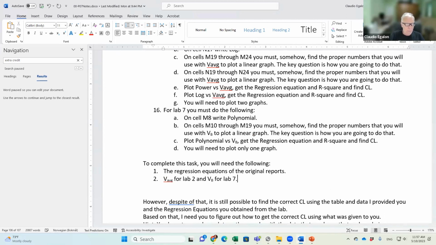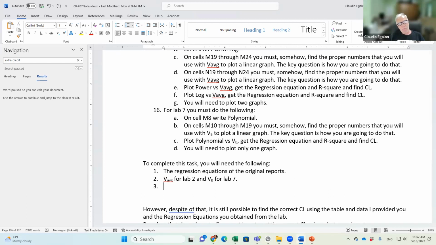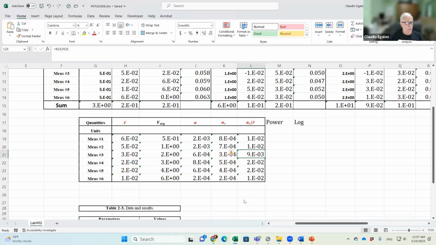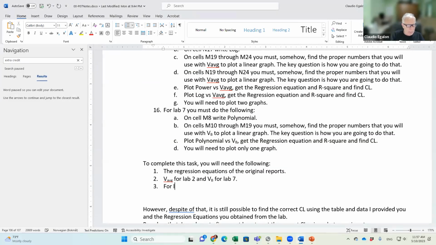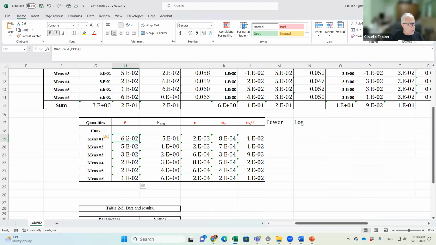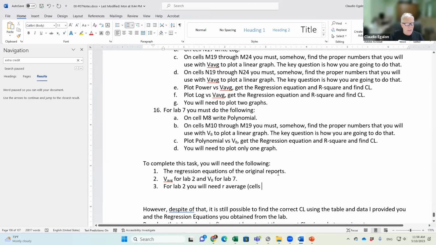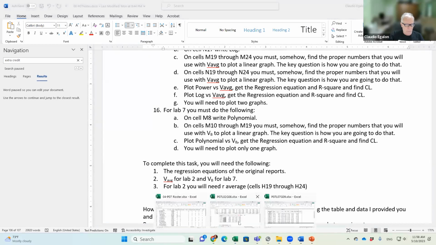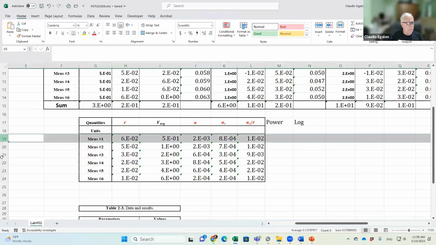Here you go. What else? For lab 2, you will need this column here, R average. You will need R average, cells H19 through H24. Not this one. Yep, H19 through H24.